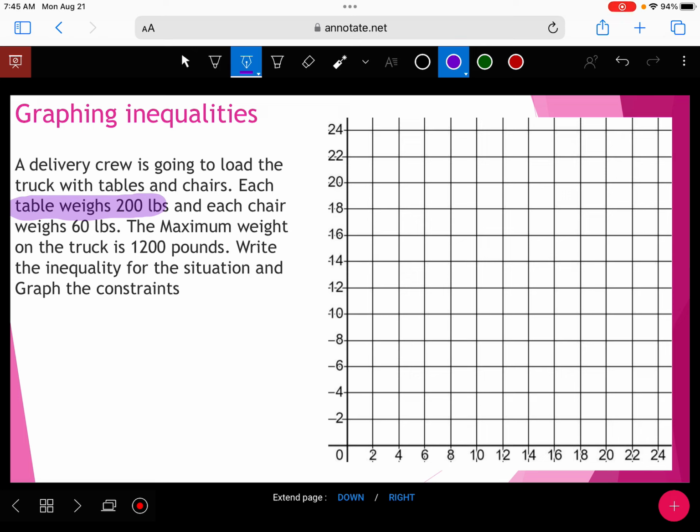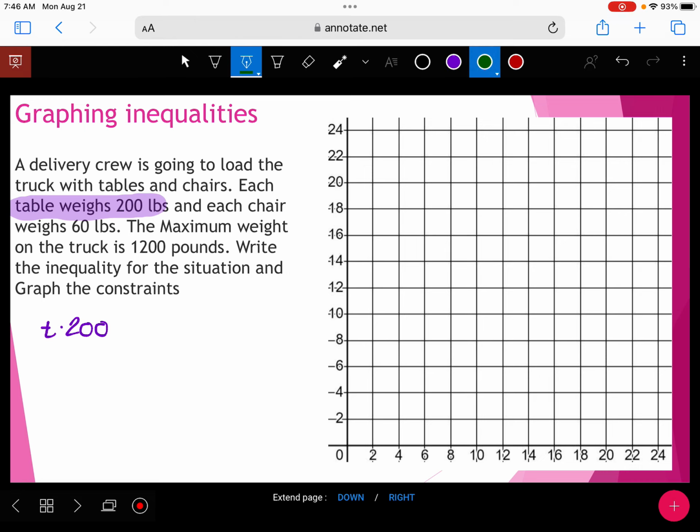If each table weighs 200, if I have one table, it weighs 200. If I have two tables, 400, because we have 2 times the number of tables. 3 tables, 600. And we work our way up that way. So the number of tables times however much the tables weigh, right?